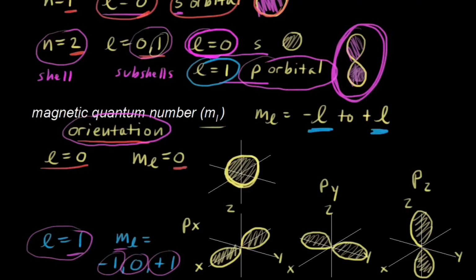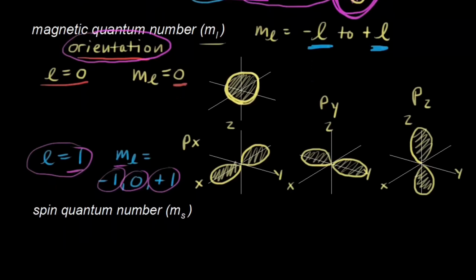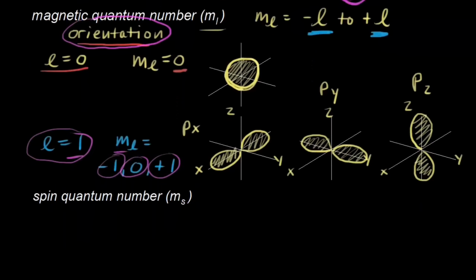All right, let's go to the last quantum number. The last quantum number is the spin quantum number. The spin quantum number is m sub s here. And when it says "spin," I'm going to put this in quotations. Like this seems to imply that an electron is spinning on an axis. That's not really what's happening, but let me go ahead and draw that in here.